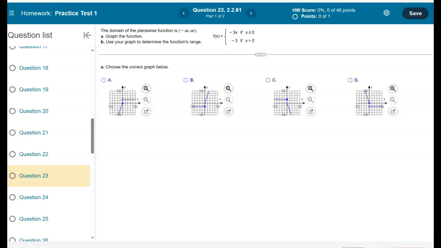Now in this question, we are given a piecewise function. So the domain of the piecewise function here is -infinity to +infinity. It is divided at x equals 0. So when x is less than or equal to 0, your function is defined as -3x. And when x is greater than 0, the function is defined as -3. We are to graph the function, and then we would use the graph of the function to determine its range.